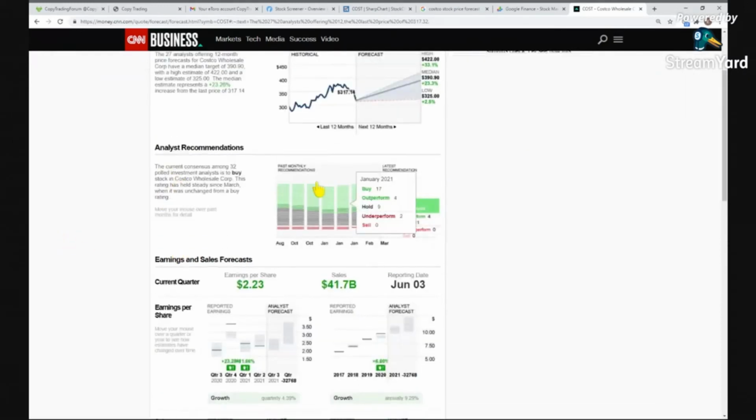Okay, and next you check the analysts' ratings. Analysts give a rating to the stock, whether it's a good time to buy the stock, a good time to hold the stock, or a good time to sell the stock. So obviously, 17 analysts say it's a buy. So it's good news, good time to buy. Outperform 4, holds 11 people say, and sell 0 people say. Okay, so overall, the bigger percentage of analysts is saying buy there.